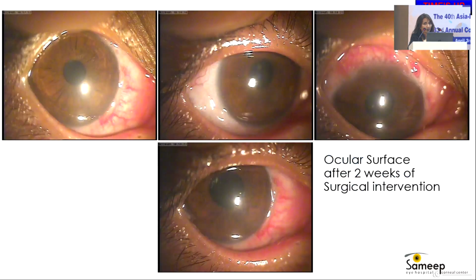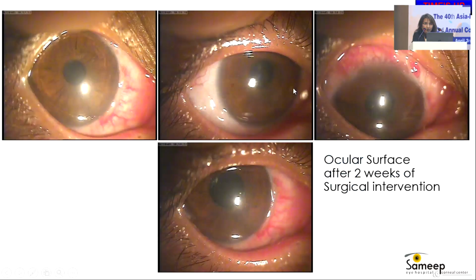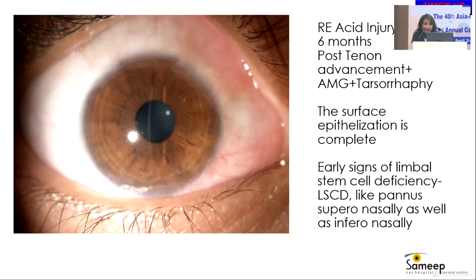But you see the ocular surface looks like this 2 weeks after the surgical intervention, and as you can see here, despite all the efforts, she is still going to have some areas of limbal stem cell deficiency and pannus formation. So those are the areas where there was a deeper involvement, and probably involvement of the stem cell niche as well.